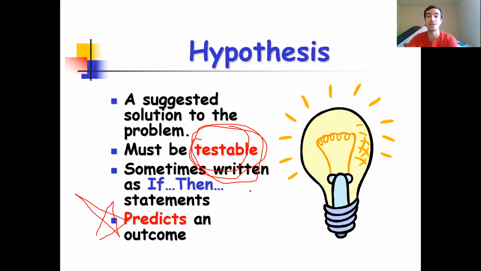So a hypothesis is a prediction. You're predicting what you think will happen or what you think is causing the observations that you're seeing.